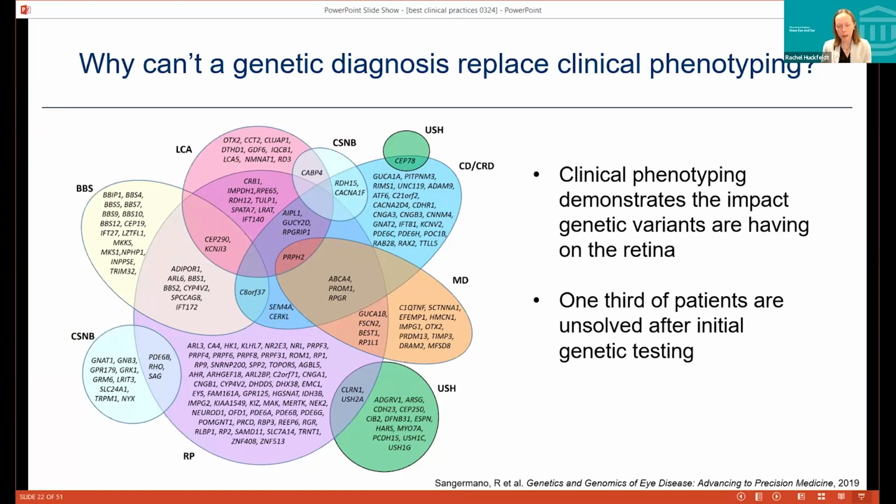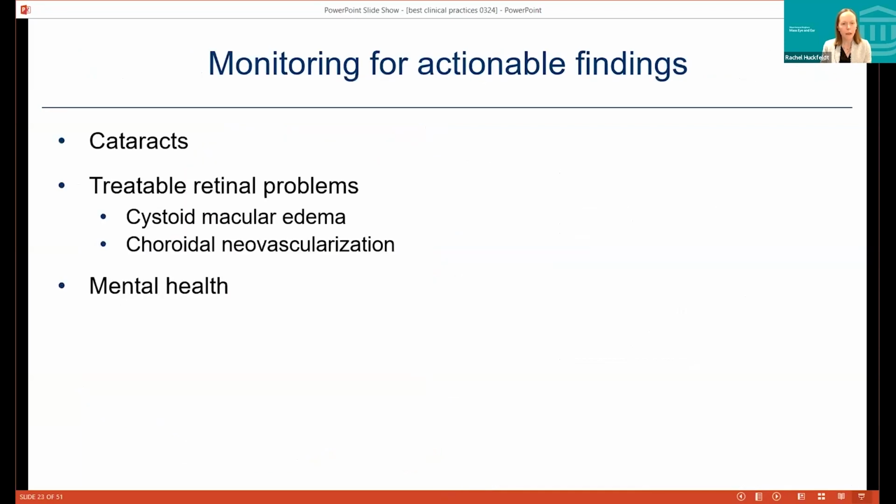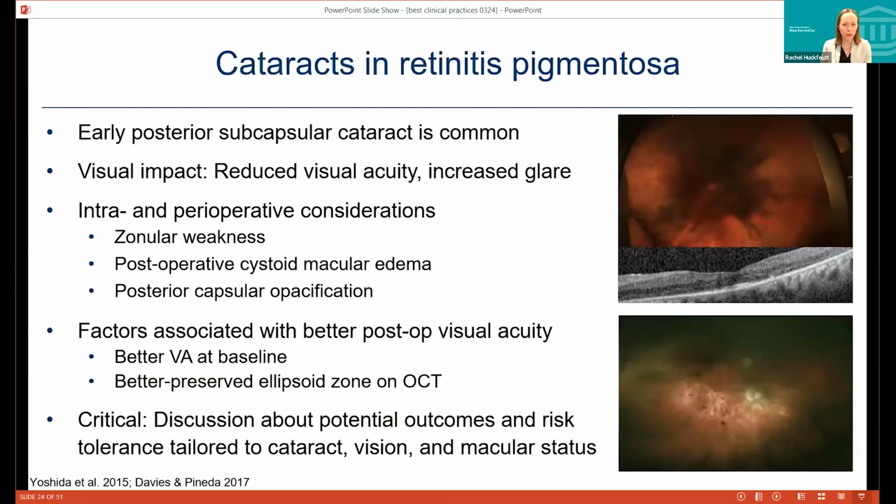And as Rachelle said, many of our patients with clear clinical evidence of inherited retinal disorders are so-called unsolved after genetic testing. And with the hope that there will someday be a genetic diagnosis for them, the phenotype helps us to interpret those results. I'd like to turn, though, to the other things I'm looking for when patients come in to me for follow-up. I'll start with cataracts.